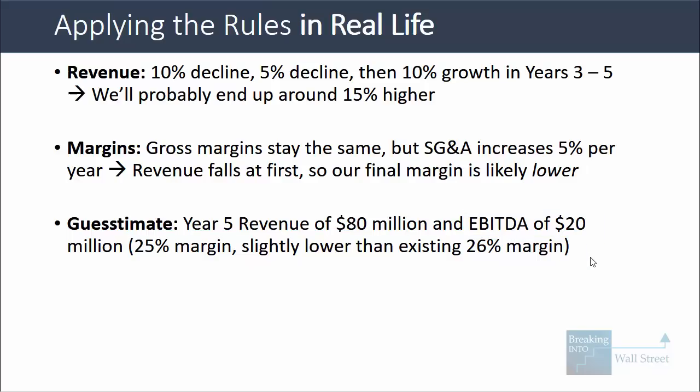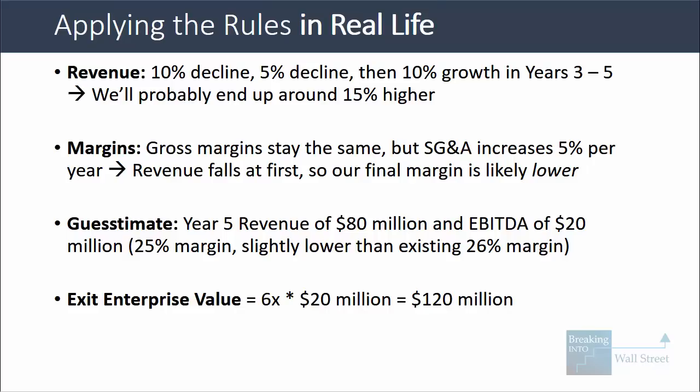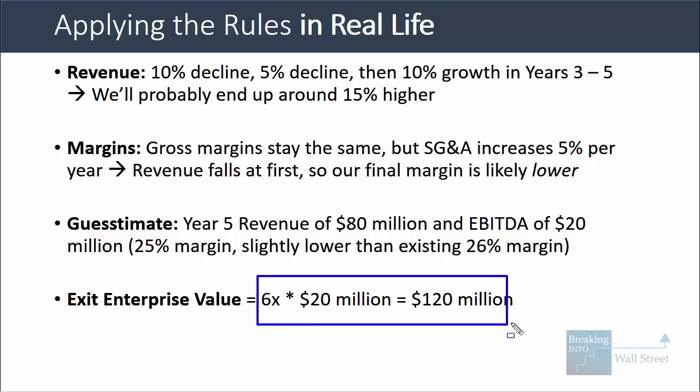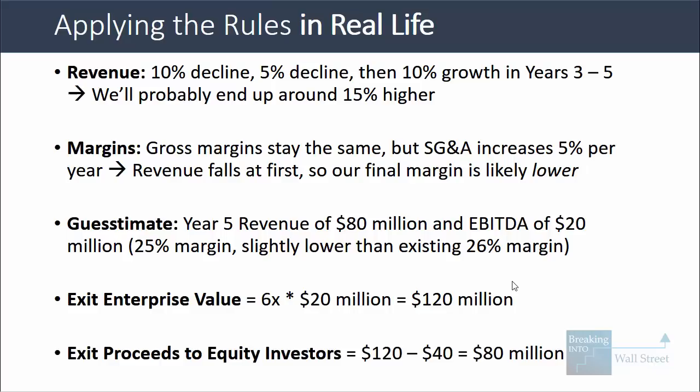So now we have our final year EBITDA, we know the final amount of debt outstanding, and based on that, we can get to an approximate IRR. We know that we should be using 6x for the exit multiple, so the exit enterprise value here is 120 million. Now, for the exit proceeds to equity investors, it's 120 minus 40. That gives us 80 million. We made a very rough assumption for the amount of debt outstanding and said 40 million, which leaves us with 80 million for the equity investors.